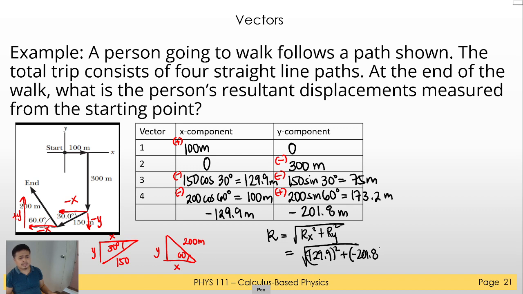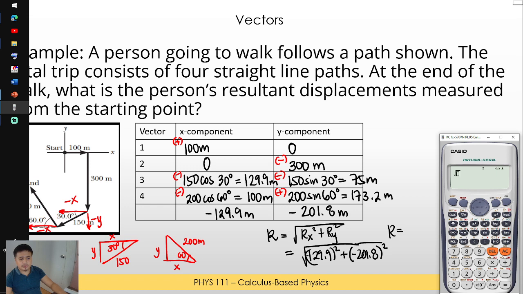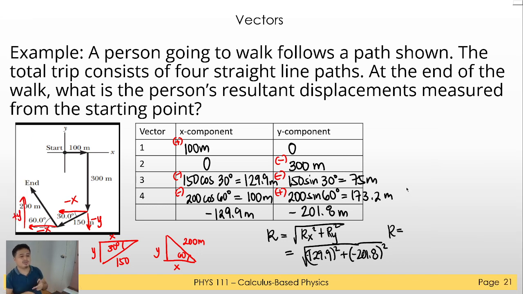Anyways, I will just write this down in the solution. So R here will be equal to the square root of 129.9 squared plus 201.8 squared. Going back, the square root of 129.9 squared plus 201.8 squared. Alright, so we have 239.99, basically 240. So our resultant vector is 240.0 meters. Okay, that is just the magnitude.